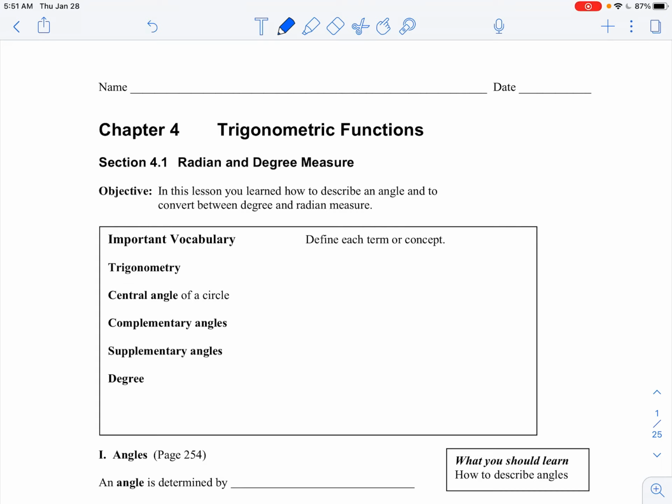So today we're going to learn how to describe an angle and to convert it between radians and degrees. So hopefully those are not completely foreign words to you, but if they are, that's okay. We're going to talk about it. So first thing first, important vocabulary. So we need to know what we're talking about here. So trigonometry is a Greek word for the measurement of angles.